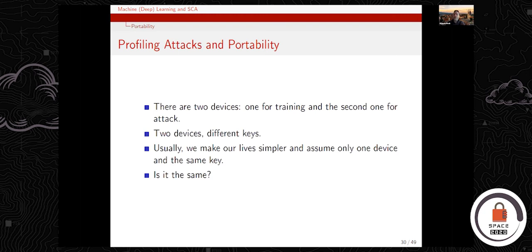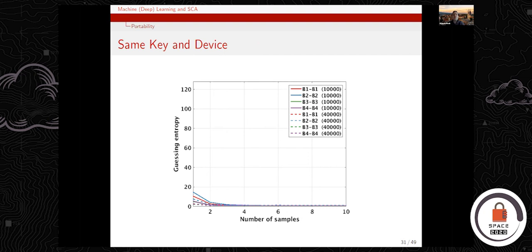Additionally, since we use everything from one device, there is only a single key for everything. So your training set has the same key as the testing set. That will not happen in reality. So the question is, what happens in reality? How much more difficult is the attack? Here I just want to show you a couple of results. This would be the setting I talked about up to now, and it is a very, very easy target to break. No countermeasures, nothing. When we have the same key and device, we artificially divide the measurements into training and testing, and we attack. What we can see is that the attacks are very simple. Two, three measurements, and we break the target.